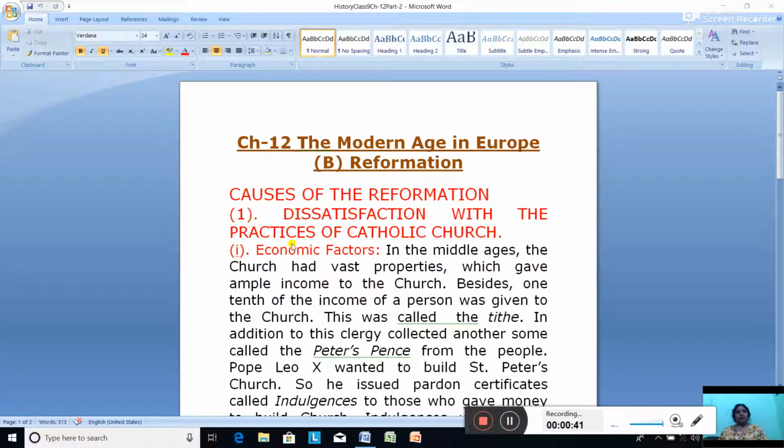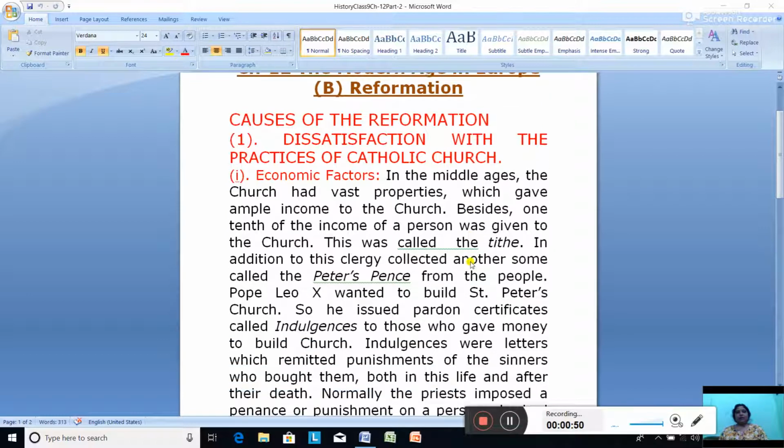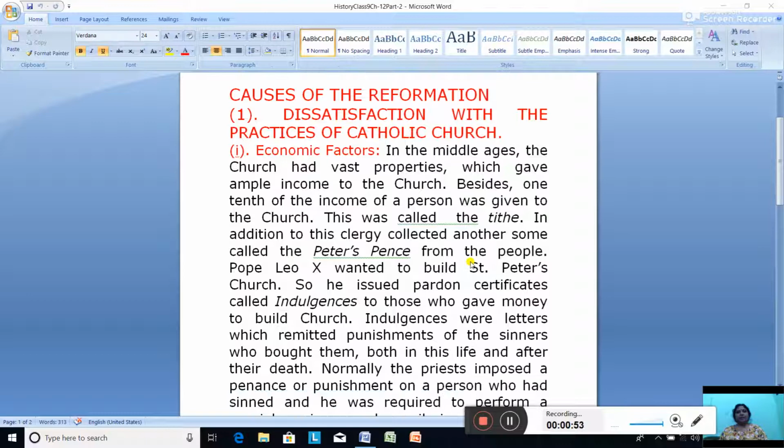First cause only we are going to study, and in this we have so many factors. Dissatisfaction with the practices of the Catholic Church. As it was already taught to you, the movement created a split in the Christian church between those who continued to remain loyal to the Pope at Rome, known as Roman Catholics, and those who broke away from the church at Rome, known as Protestants.